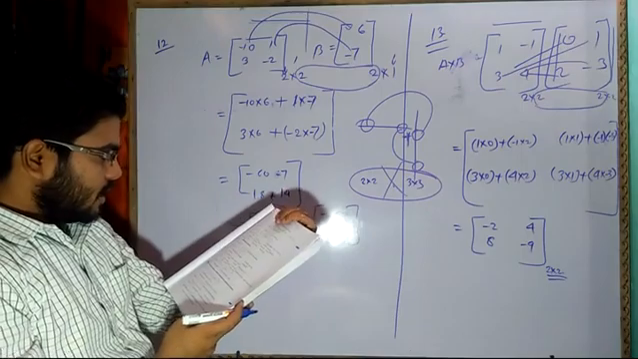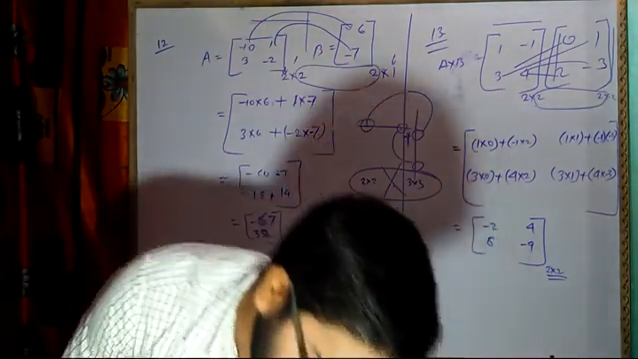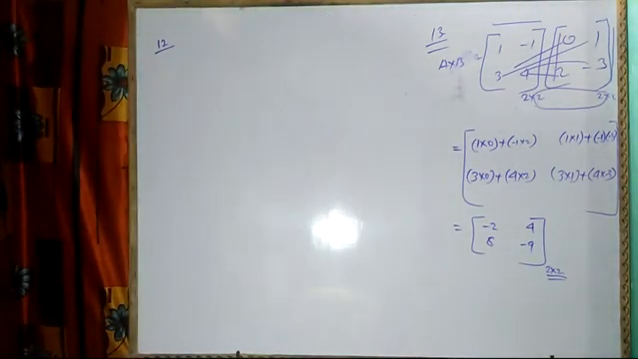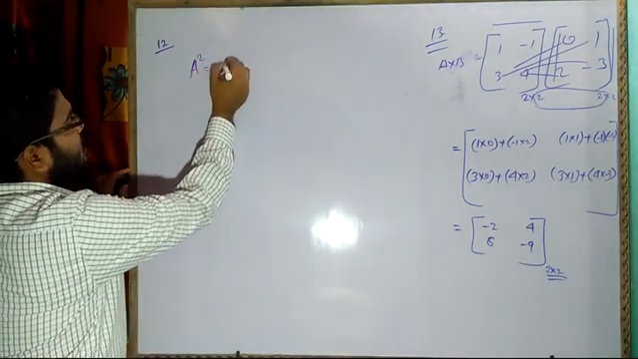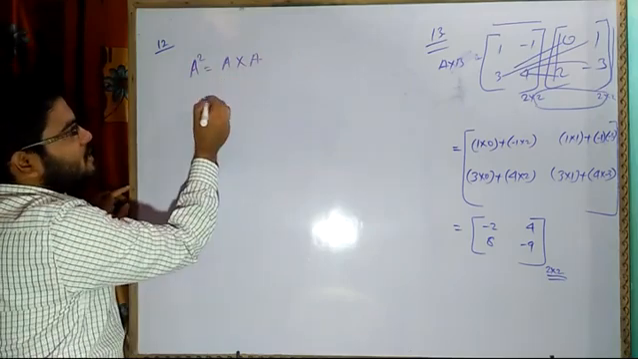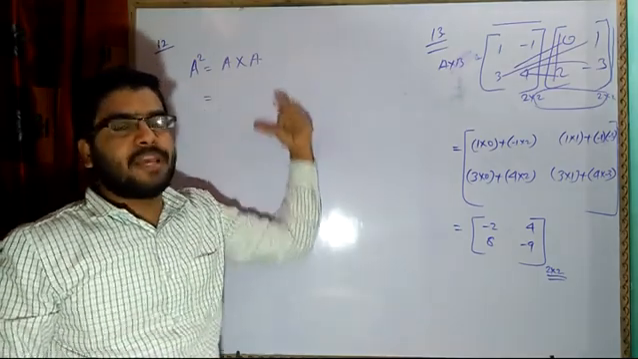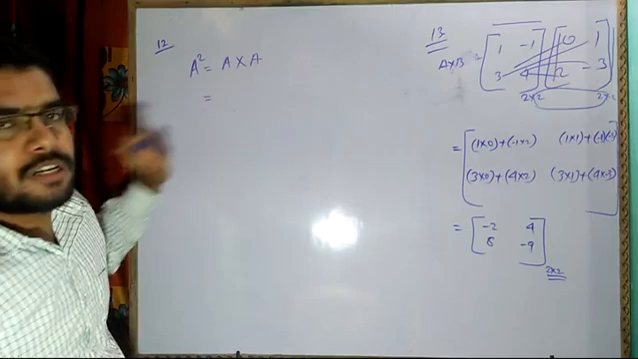Now let us take another example, like finding A square. How to find the value of A square? A square means here A multiplied with A, matrix A multiplied with matrix A. It is not like algebra. We will be having one more type of problem based on this, which will not be based on algebra. It is a different type of multiplication here.